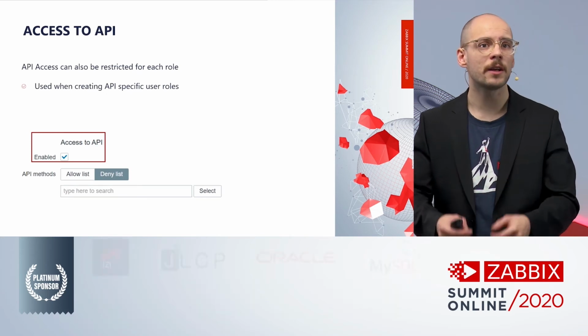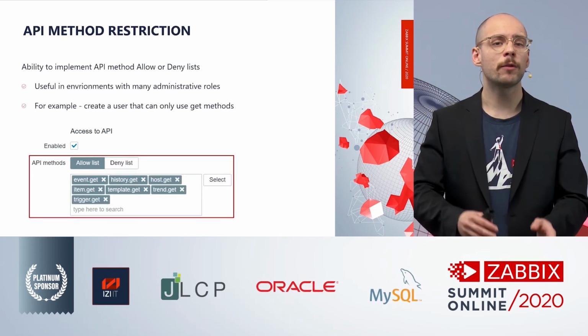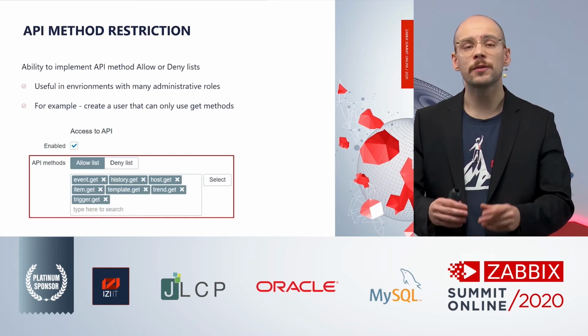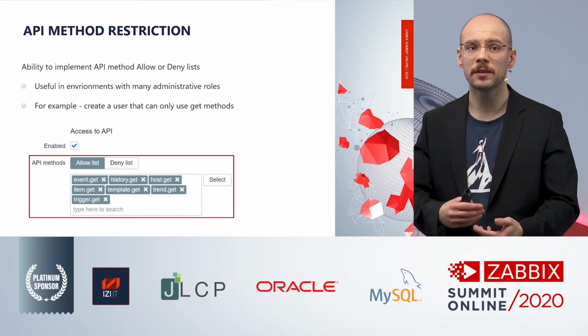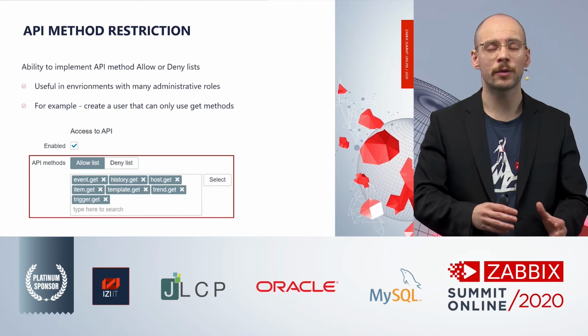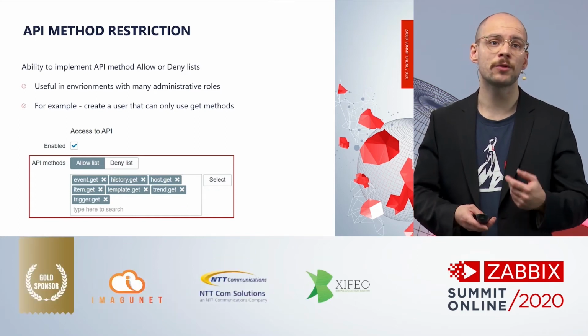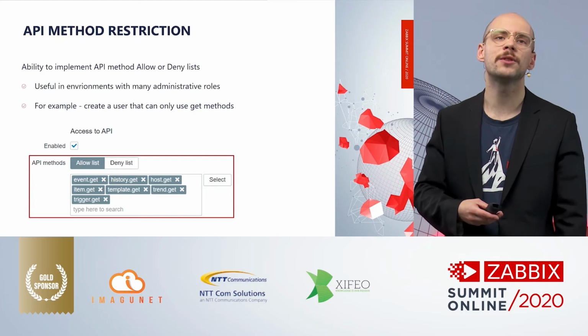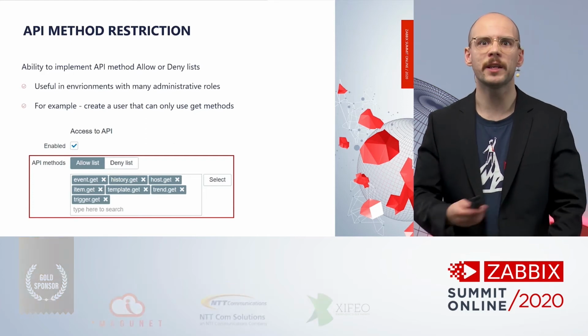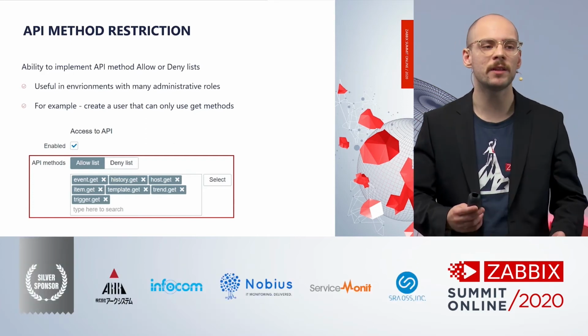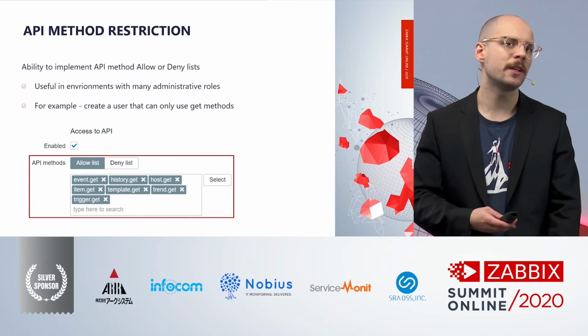In addition to that, we can allow or restrict the execution of specific API methods. So we have an allow list, or if we want to, a deny list that we can implement for a specific user role. For example, we could create a user that has access only to get methods, nothing else. He can read the data, he cannot modify the data.